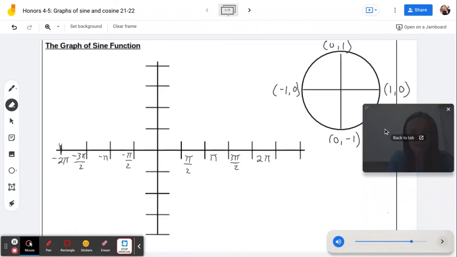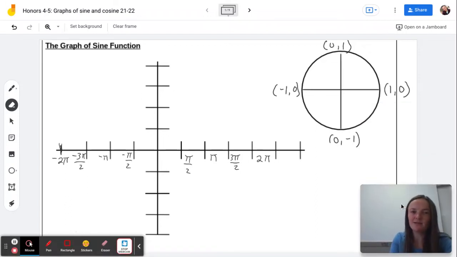Okay, guys, so what we're going to be working on today is graphing the sine function. So this entire unit is all about visualizing sine and cosine. We know a lot about them, but we want to know specifically what they look like. So what I'd like you to do first is you have this grid in front of you.